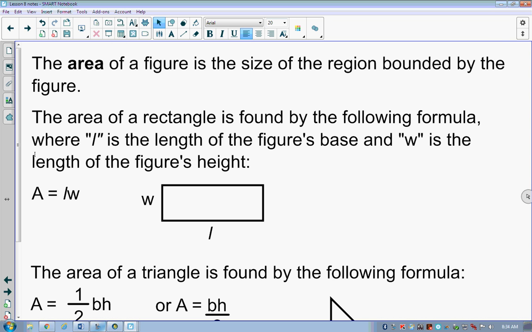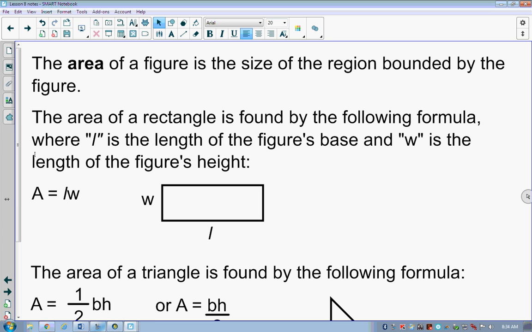The area of a figure is the size of the region bounded by the figure. How much space does it take up in square units? In the case of a rectangle, we already ran into this today. The area of a rectangle is found by the following formula, where L is the length of the figure's base and W is the length of the figure's height. Area equals length times width. Do we feel like, hey, if this is what we're doing today, I might actually be all right?